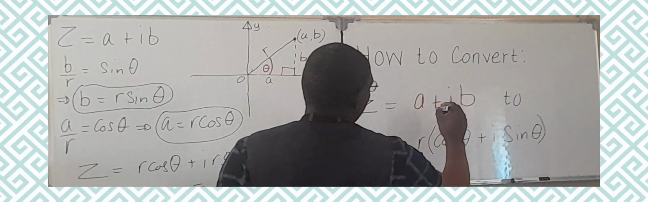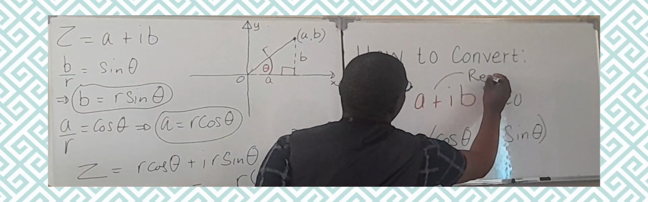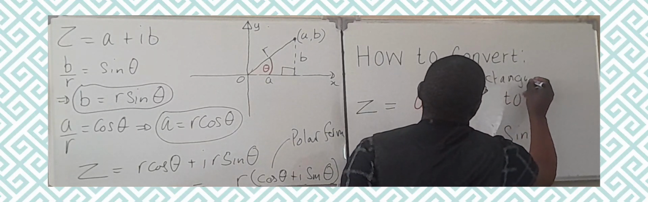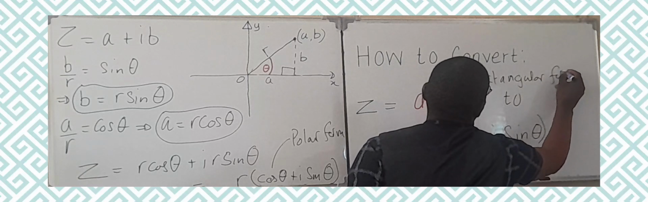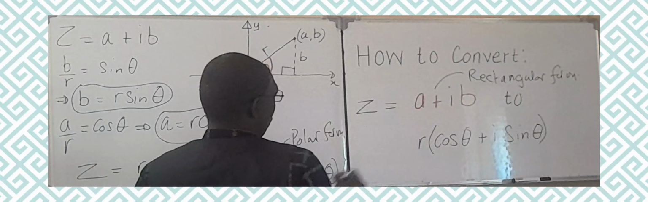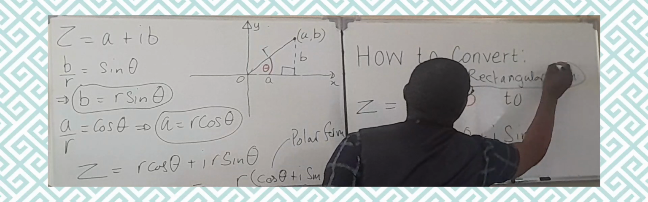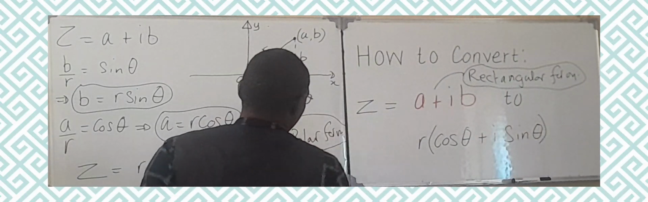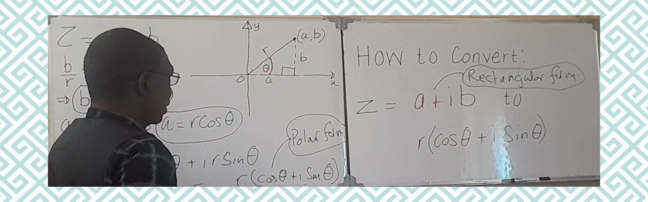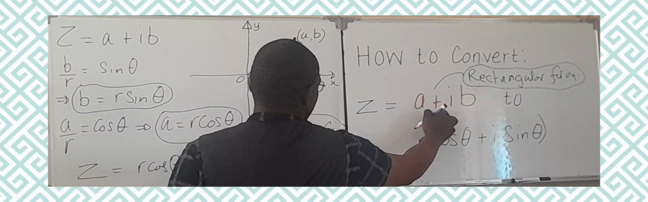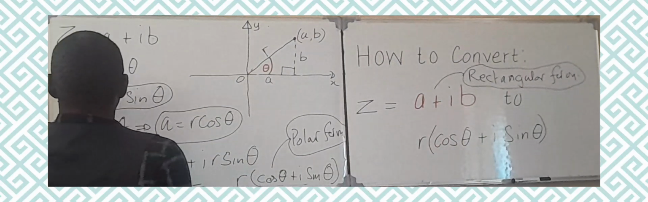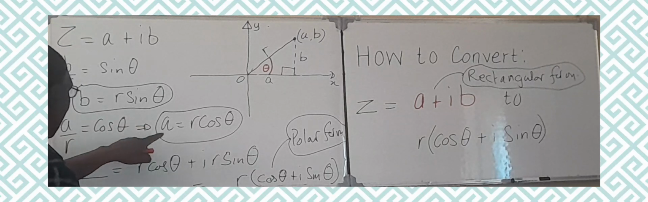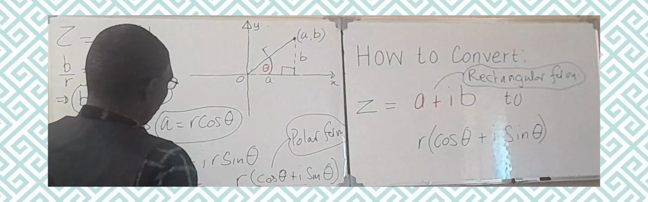This is called the polar form. This is called the rectangular form. So it's always possible to move from the rectangular form to the polar form and vice versa. Given this, you can get to that using these two relationships here. B is equal to r sine of theta. A is equal to r cos of theta.